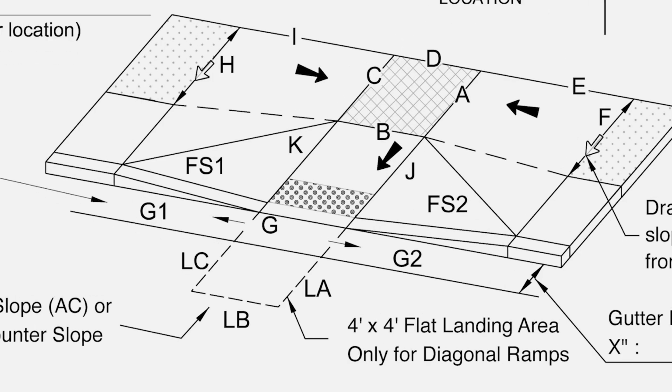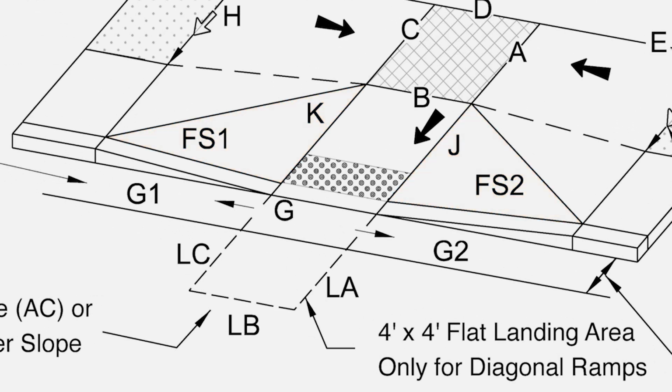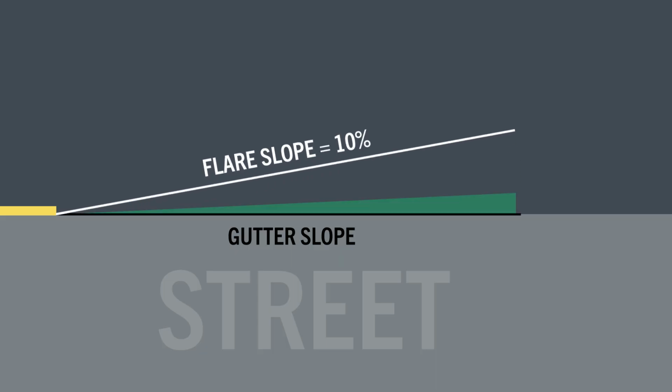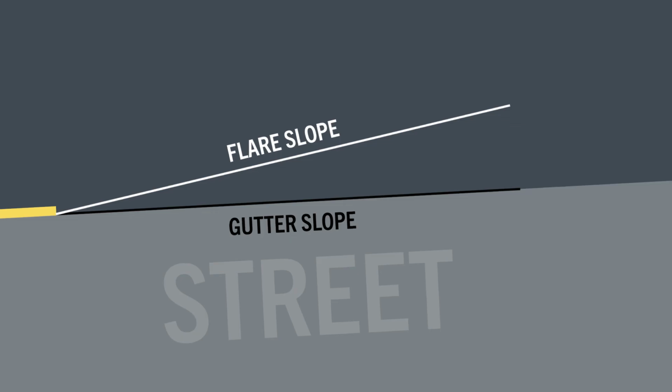Now, it's time to move on to the flares. If the flare slope is less than 10%, the flare passes automatically. But if it's more than 10%, it may be because the street itself is on an angle. So you'll need to factor in that angle or gutter slope. In most cases, you do that by deducting the gutter slope from the flare slope.